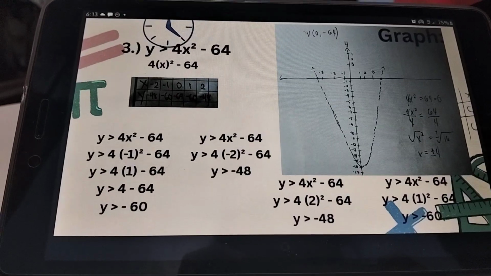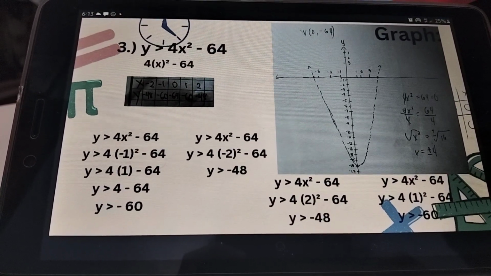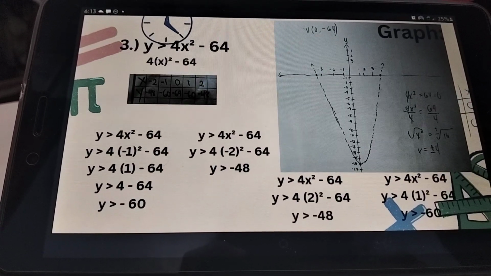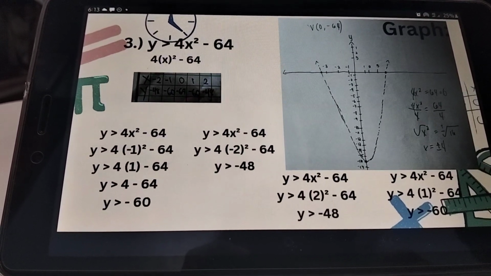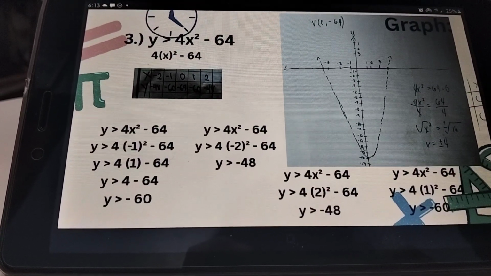Let us now move on to number 3. Y is greater than 4x squared minus 64. Our third example is a quadratic inequality in two variables, so we solve it by graphing.